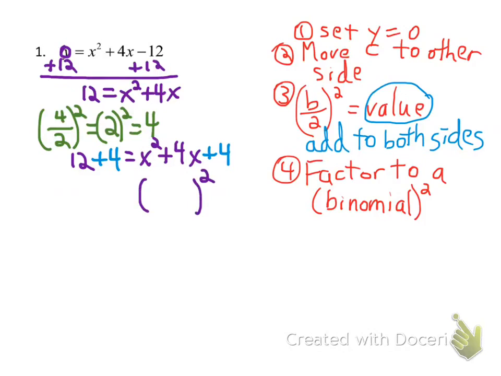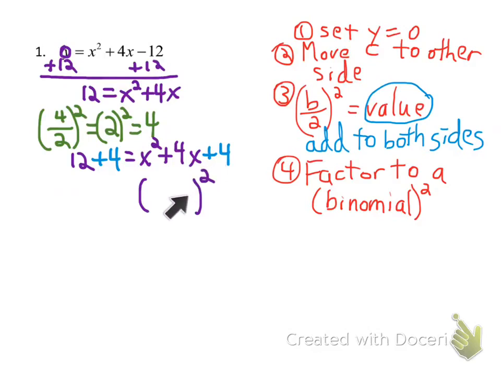And we're going to have something that looks like this. So there's a couple ways you can do this. You can ask yourself, what numbers multiply to give me 4 and add to be 4? And remember, since it's a binomial squared, it's a number times itself that equals this 4. So 2 times 2 equals 4.